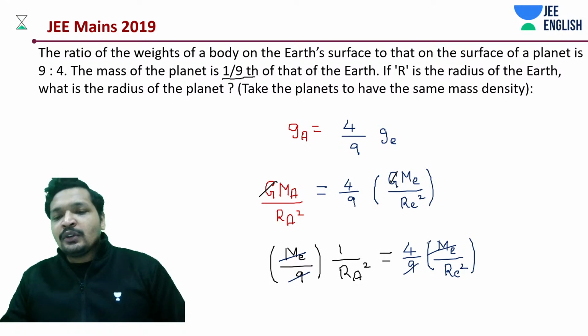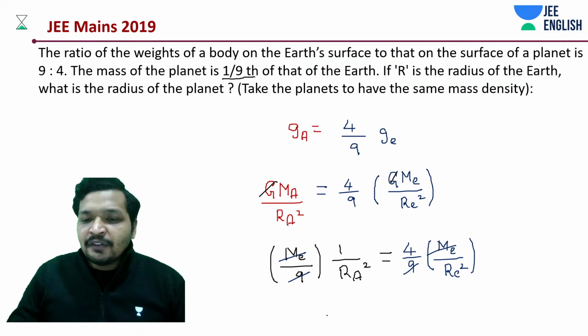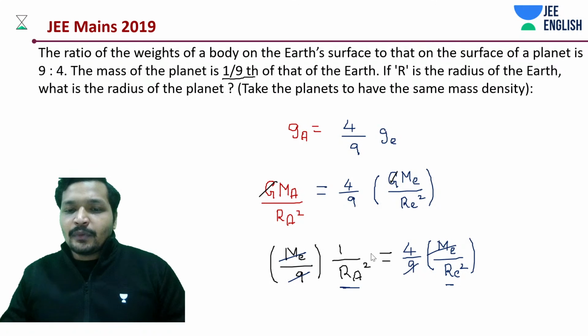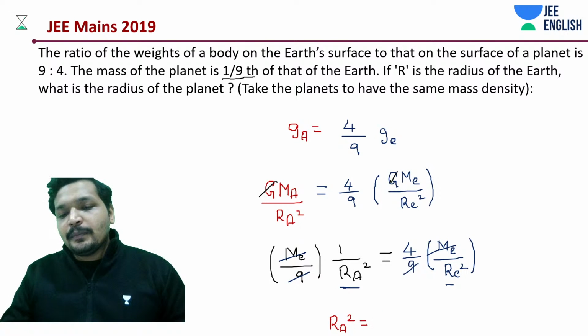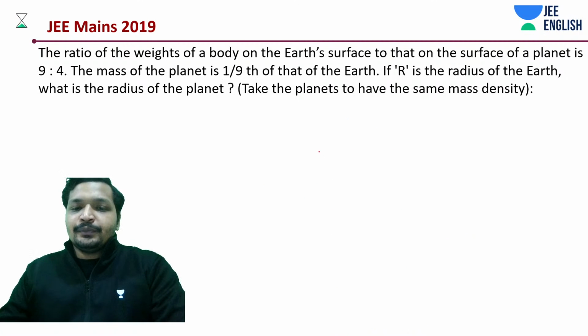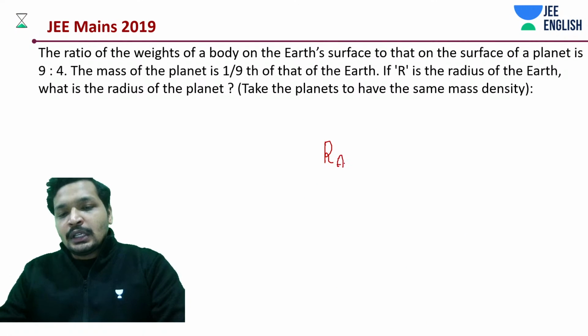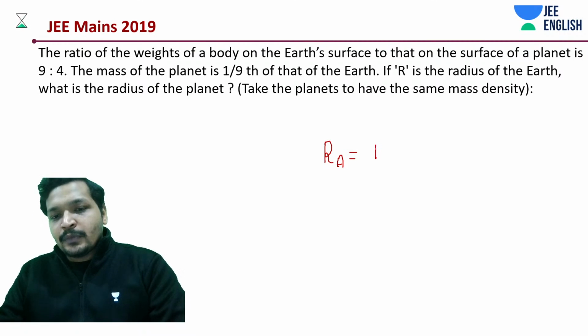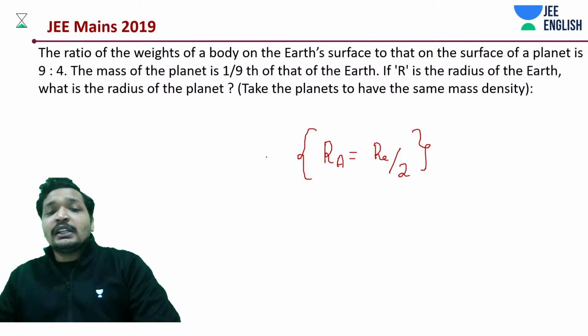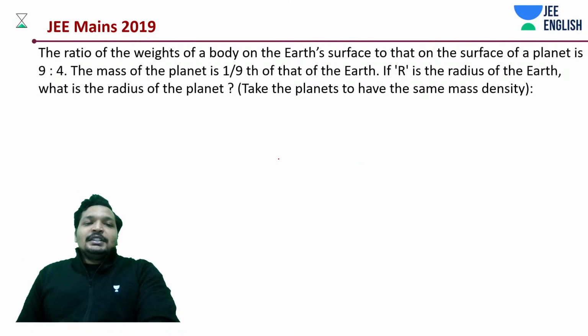So 9 gets cancelled out, ME gets cancelled out. What do we have? We have RA square is equal to RE square by 4. And you know what does that mean? That means RA is equal to RE by 2. End of the story. Really good. Very good. Straight away you can get started. Everything should be that substitution, but verify it. Verifying it would take 30 seconds, but it's totally worth it because you can score so much. That's the best thing.